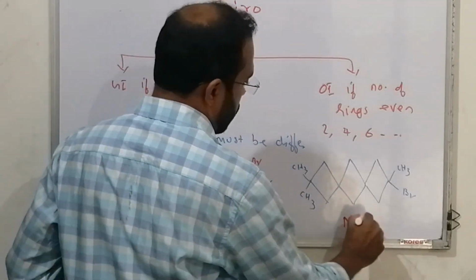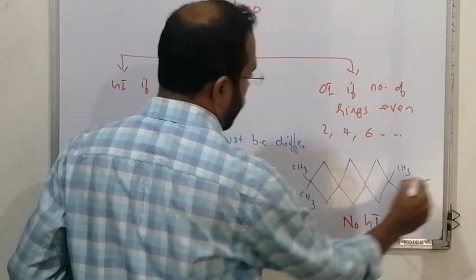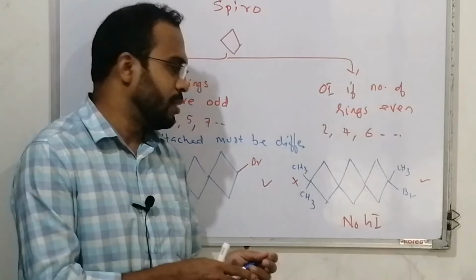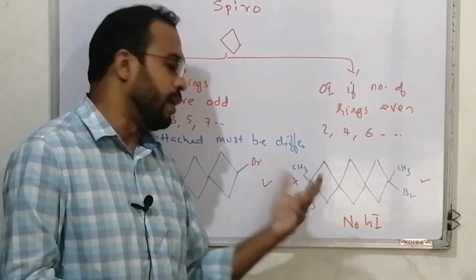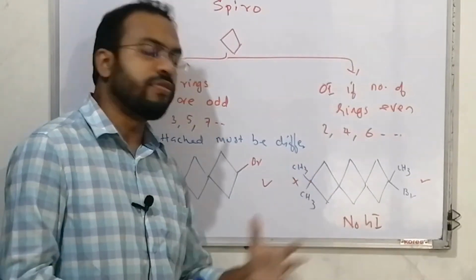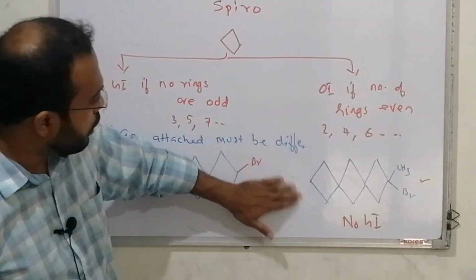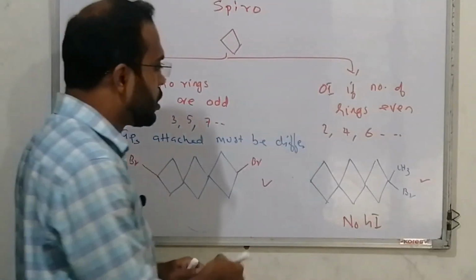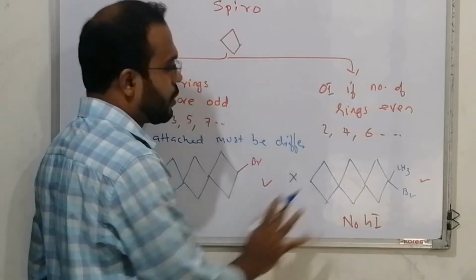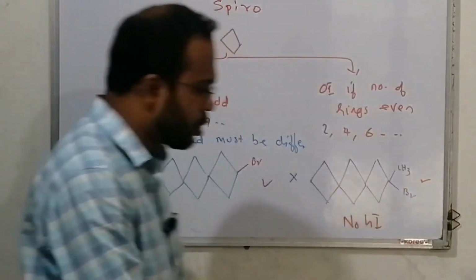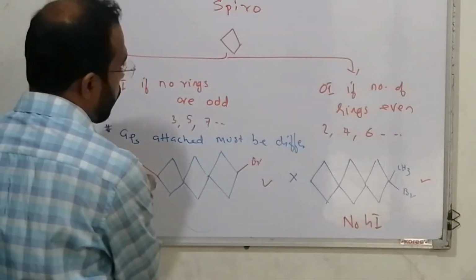No geometrical isomerism. Why? Because this side is okay, this side is wrong. This side failed. This side okay, this side failed. Because the groups should be different. If no groups, okay, here what shall be the group? Again it is failed because here hydrogen. Okay, remember that point. That's about the geometrical isomerism of spiro compounds.